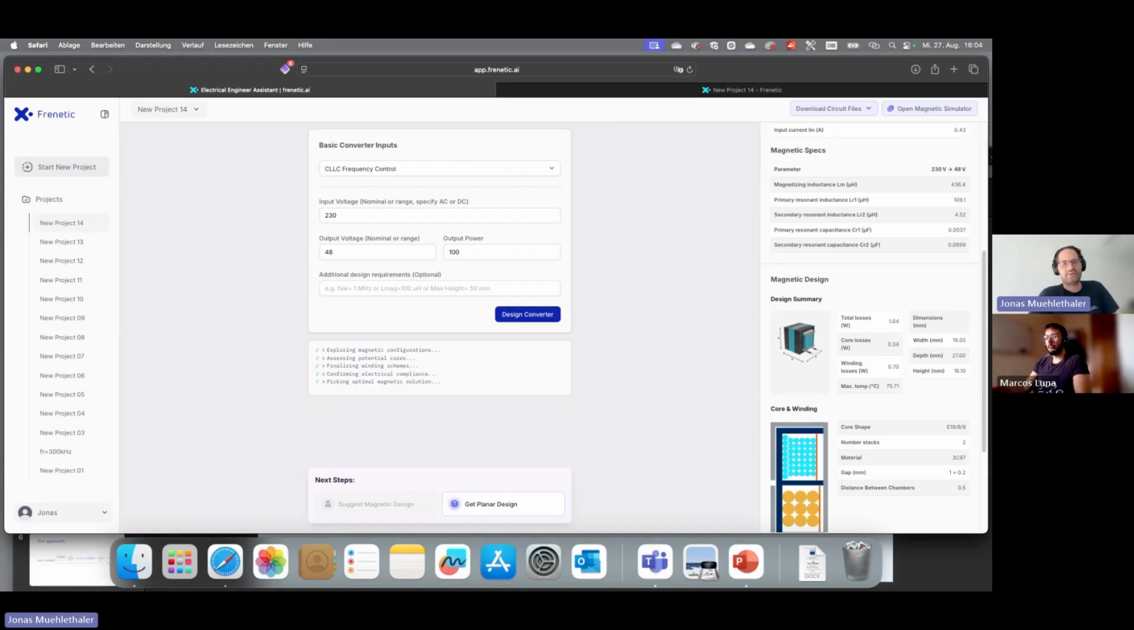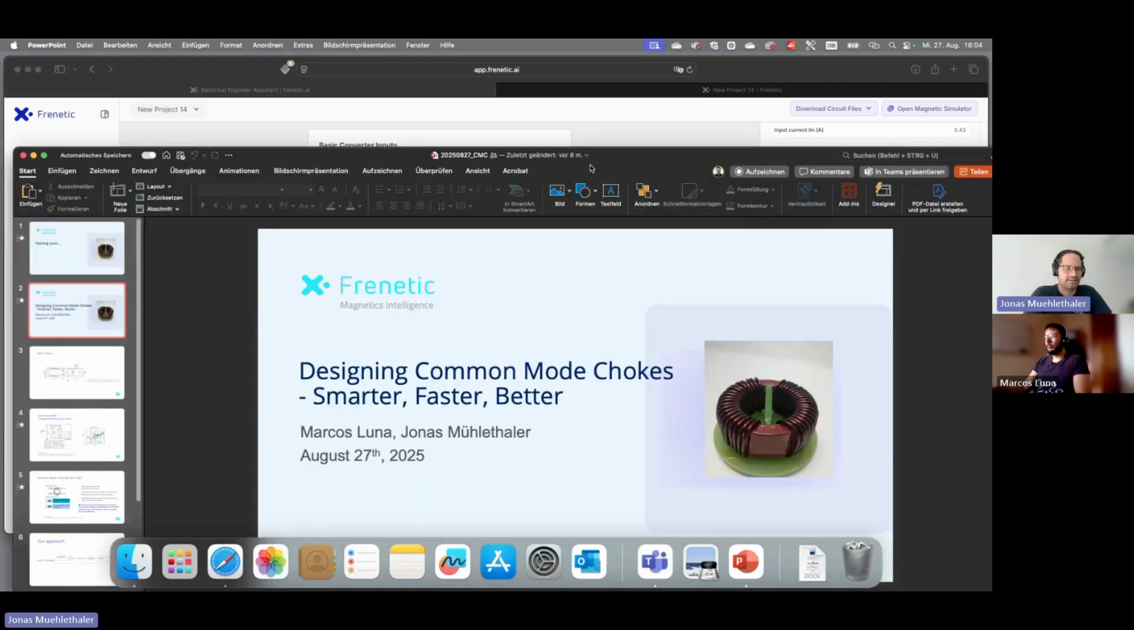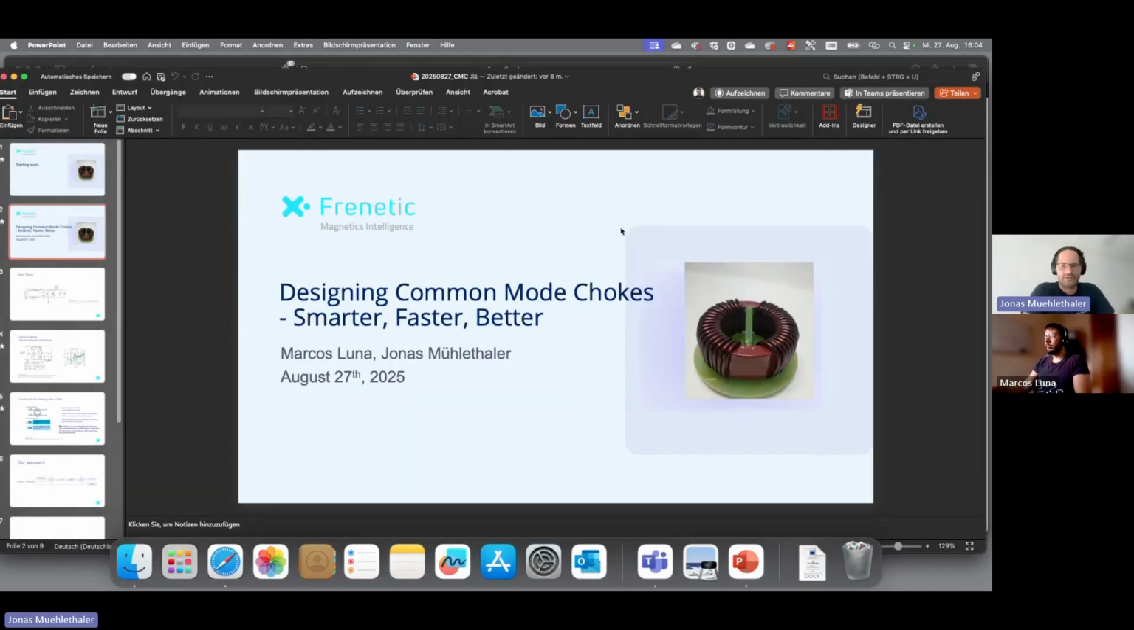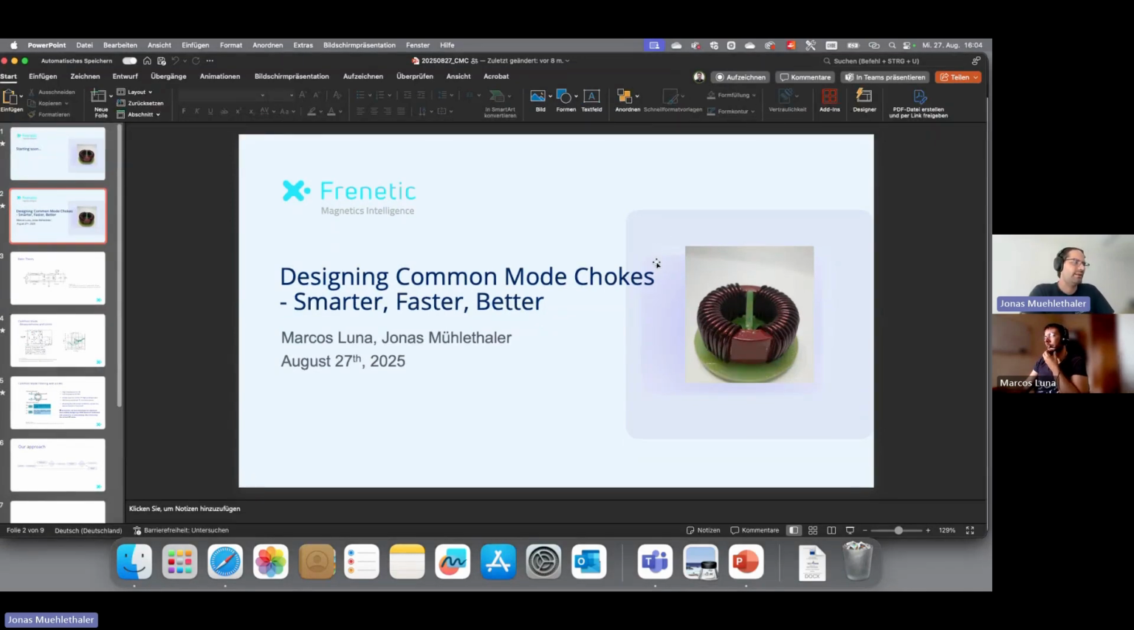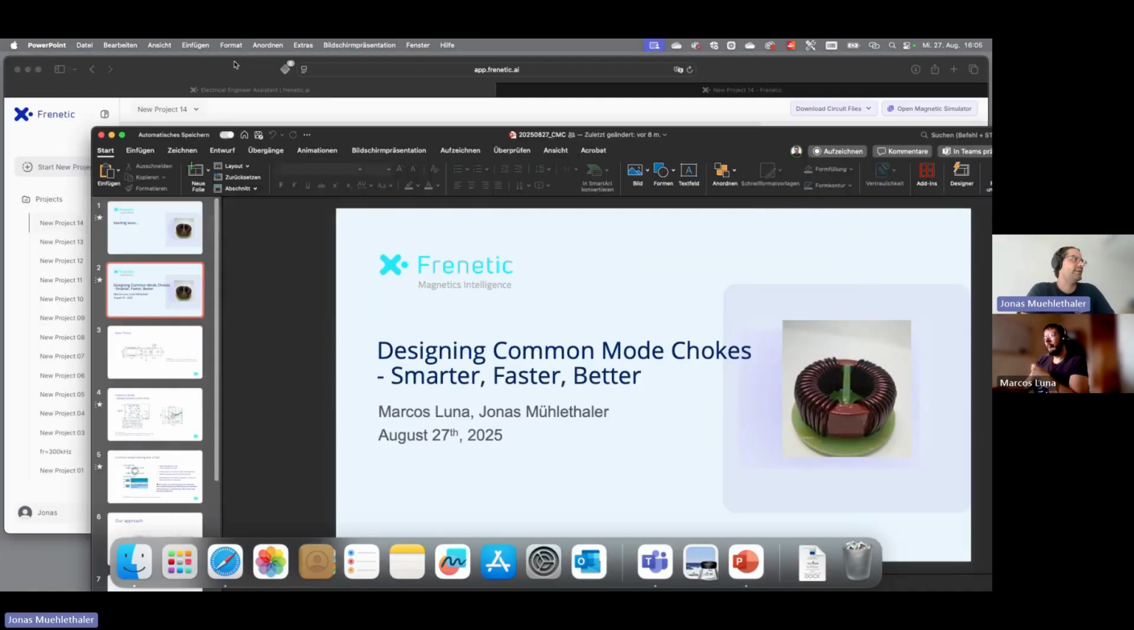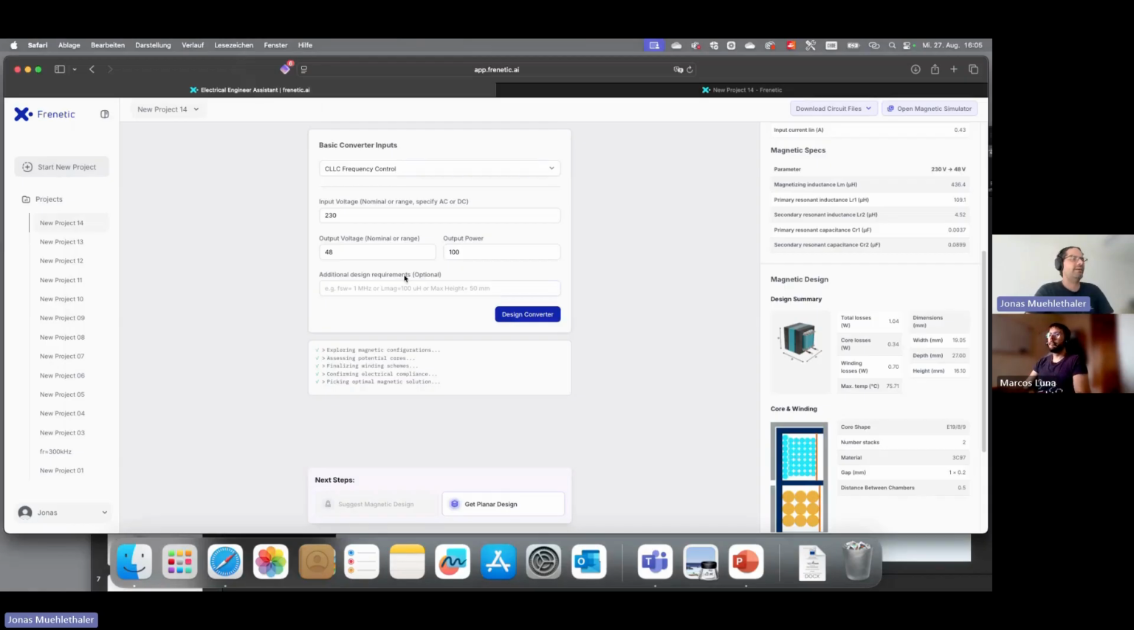But today it's not about this tool. Today it's about designing common mode chokes. So this is a feature we currently do not have in our toolbox. It's not something we offer, but Marcus in the past 3, 4, 5 weeks designed a new way of designing common mode chokes. And it's something we would like to show you. And ideally, this will then be integrated in Frenetic AI and Frenetic Simulator.